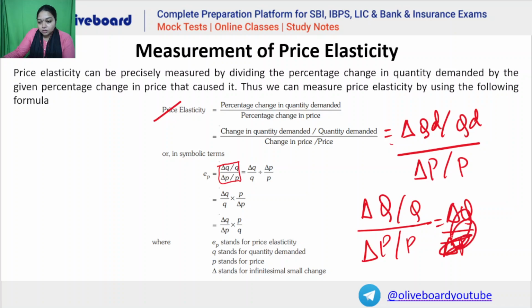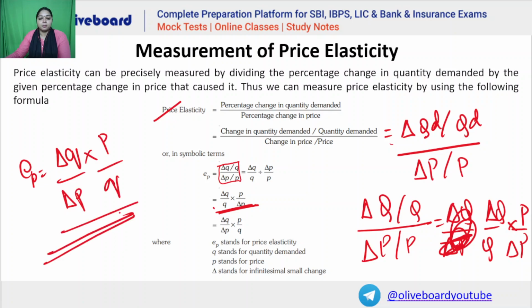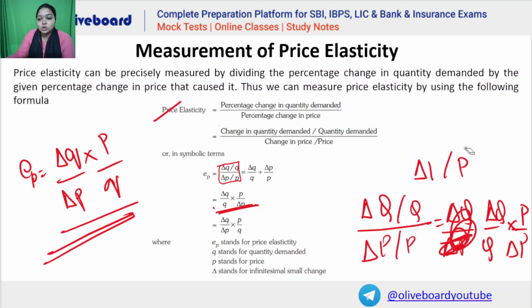This will become delta Q by Q into P by delta P, right? So this will become this step, and because it is multiplication, you can rearrange it. Once you rearrange it, EP will become delta Q by delta P into P by Q. This is your final price elasticity formula. I hope this is clear to everybody. This formula is the one which is basically used whenever you need to solve a problem. Okay.